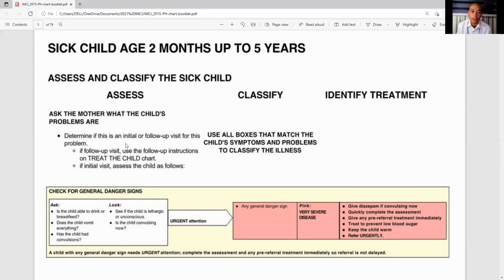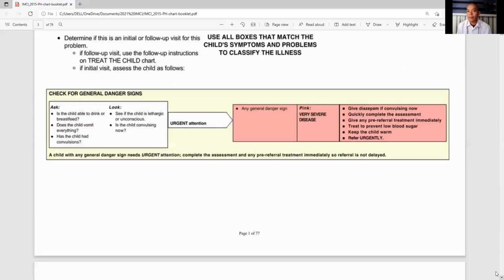Okay, initially we have to determine, is this an initial visit? So first time ba pumunta yung mother dun sa RHU, or did they go to the RHU because it's a follow-up visit? If it's a follow-up visit, then use the page that says follow-up visit. If it is an initial visit, we are going to assess the child as follows. Use all the boxes that match the child's symptoms. So yan na, it tells you already what the instructions are.